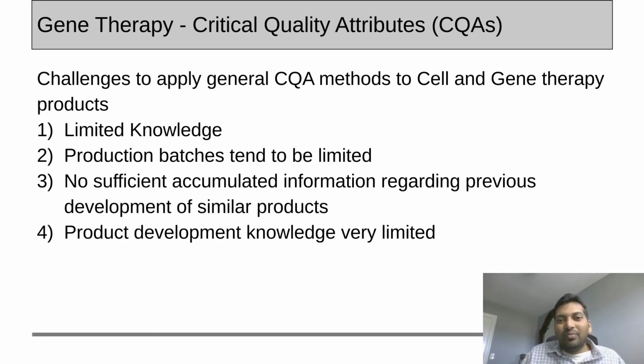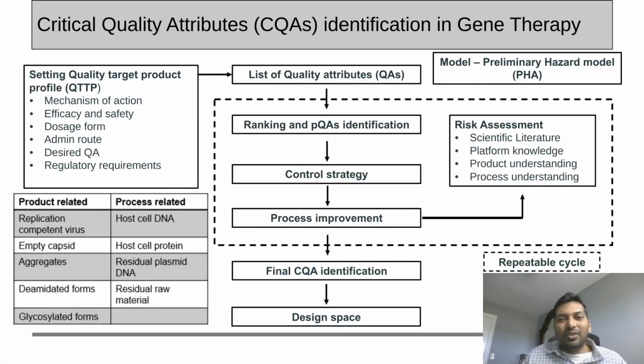So, using the same schema, how can we develop critical quality attribute identification in gene therapy? I took the same schema that's been applied to recombinant proteins. Once you define the quality target product profile, you come to define your quality attributes. The quality attributes are defined in the table below, based on product related and process related attributes. There are different models people apply, and for gene therapy products, we should go with the preliminary hazard model.